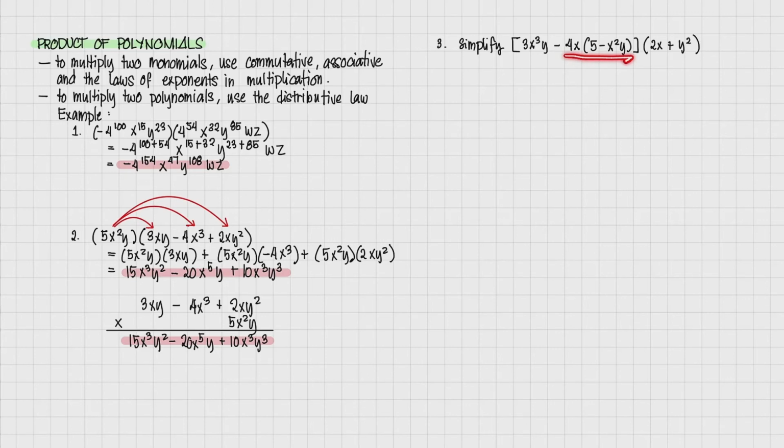So, let's do that. Simplify muna natin. So, that's just equal to 3x cubed times y minus, you get negative 4x times 5, so that's negative 20x, plus negative 4x times negative x squared times y. So that's positive, diba? Negative times negative. So you get positive 4 times x cubed times y.